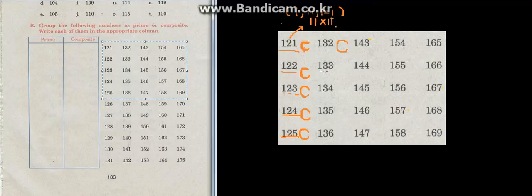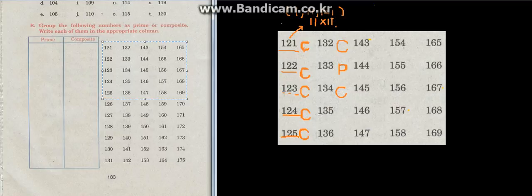And 133. So here this number only has two factors, 1 and the number itself. Here 133 itself. So this is prime number, the first prime number here. Then how about 134? It's even number, so it can be divided by 2. Yeah, so it's composite number.